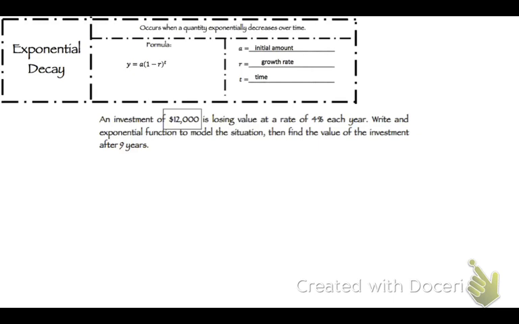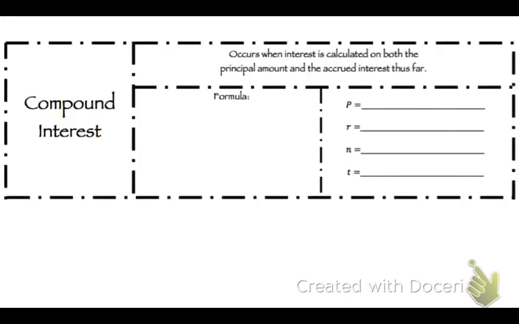So the initial amount is $12,000. The rate is 4%, but it's decreasing by 4%. And then it's after 9 years. So A is 12,000, r is 0.04, t is 9. Plug that in, and you get $8,310.41. Cool. Save that other one, and let's just get into compound interest.